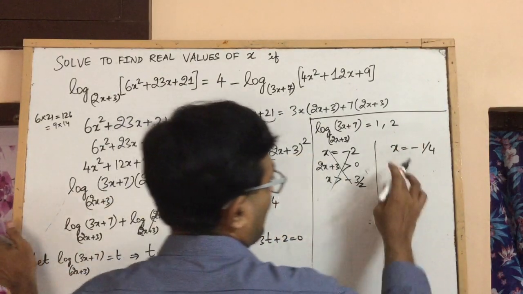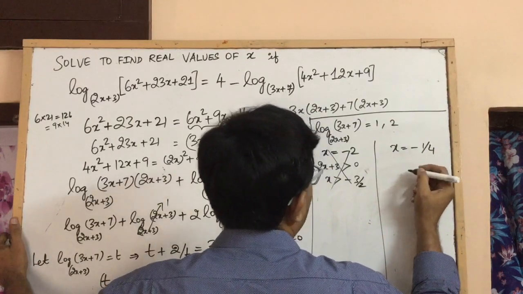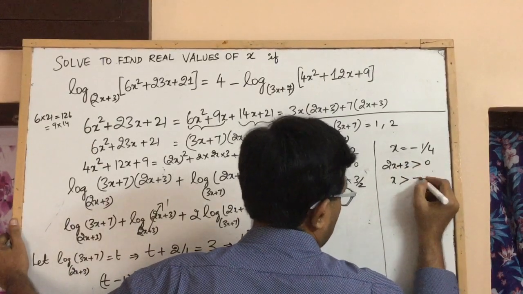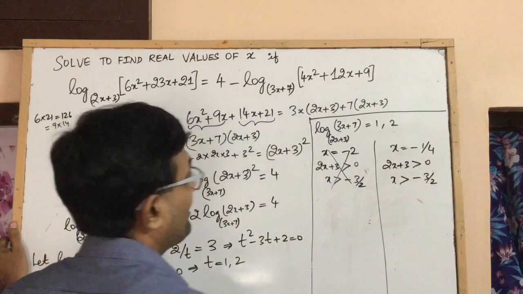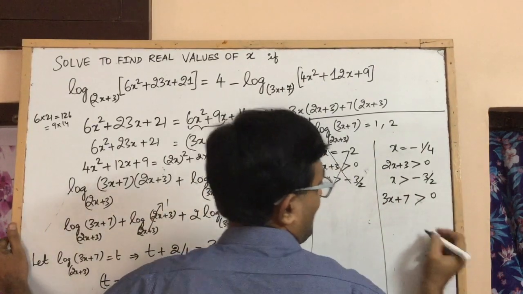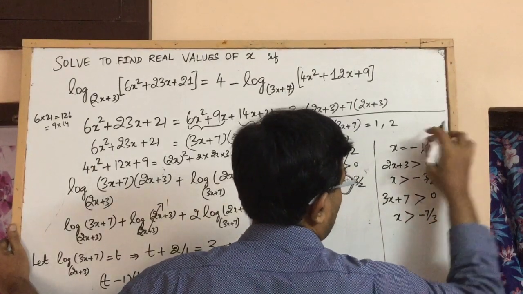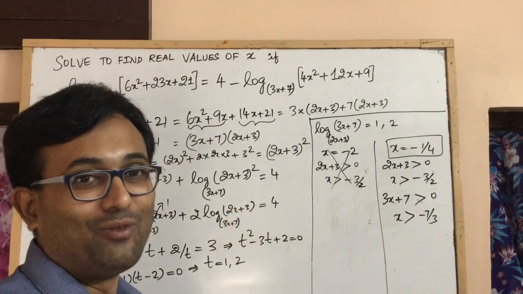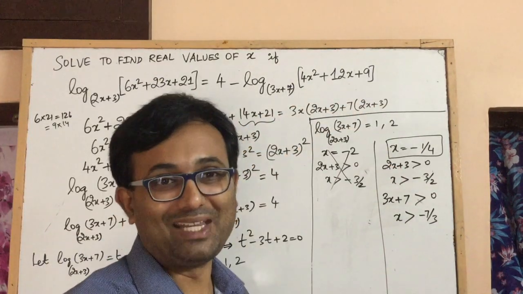Let's check the last option, that is x is equal to minus 1 by 4. Now 2x plus 3 has to be greater than 0, which means x needs to be greater than minus 3 by 2. Of course, minus 1 by 4 fits this bill. You also have 3x plus 7, that needs to be greater than 0. Of course, x needs to be greater than minus 7 by 3. So both these conditions are satisfied by this value of x, that is, x is equal to minus 1 by 4. Therefore, x is equal to minus 1 by 4 is the only real solution to this given equation.